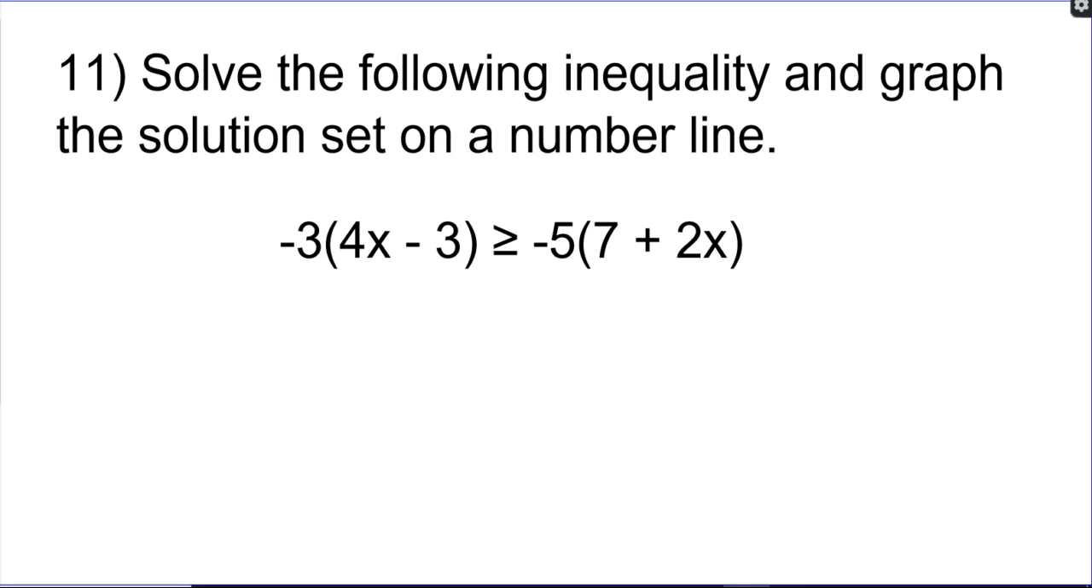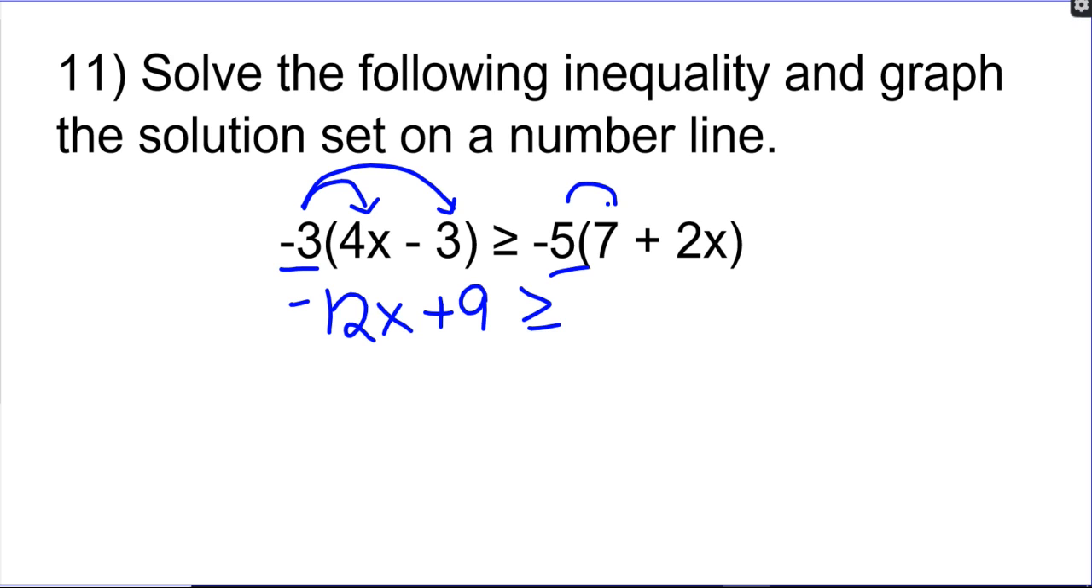So I'm going to distribute. The negative 3 out here needs to be multiplied by everything inside parentheses. So negative 3 times 4x, and then negative 3 times negative 3. Negative 3 times 4x is negative 12x. Negative 3 times negative 3 is positive 9. On the other side, I also have a number outside of parentheses. I need to distribute that. Negative 5 times 7 is negative 35, and negative 5 times 2x is negative 10x.